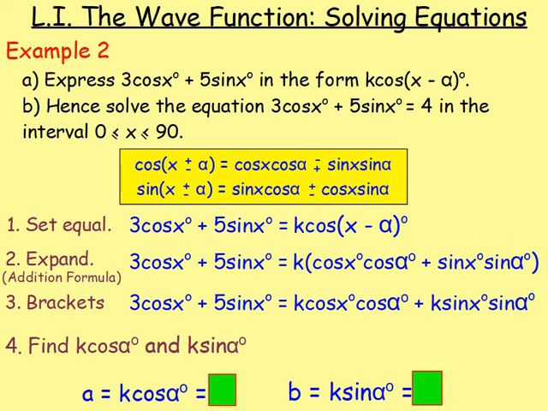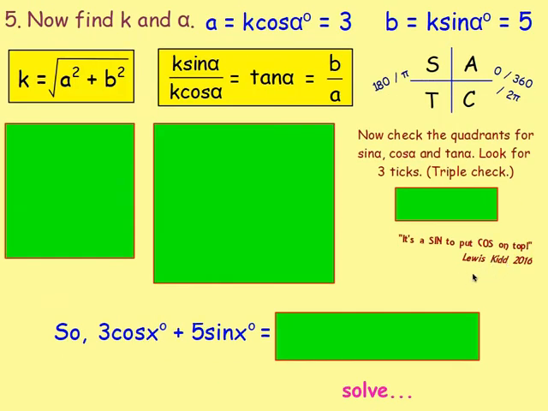From there you then want to find the values of k cos alpha and k sin alpha, so take the coefficients of cos x. The coefficient of cos x here is 3, and here is k cos alpha, so we know k cos alpha must be equal to 3. Do the same thing with sin x. The coefficient of sin x is k sin alpha, and the coefficient here of sin x is 5. So we know then that k sin alpha must be equal to 5. So we've found k cos alpha and k sin alpha, or in other words, a and b.